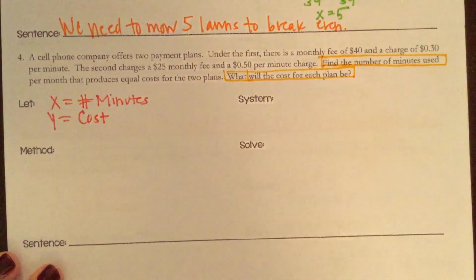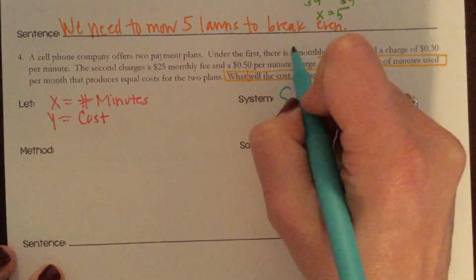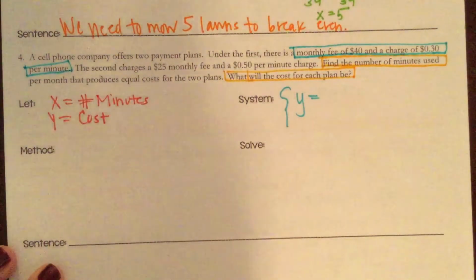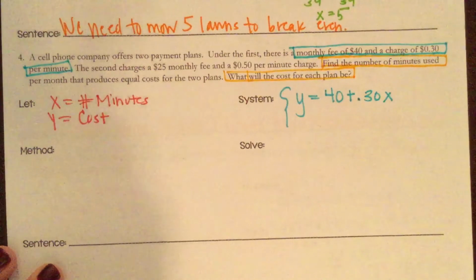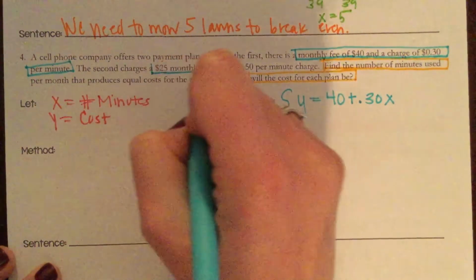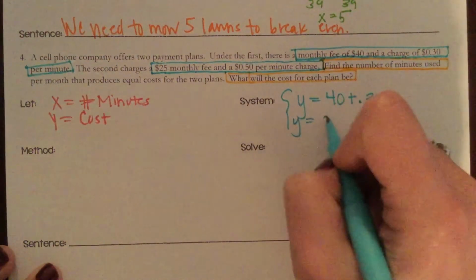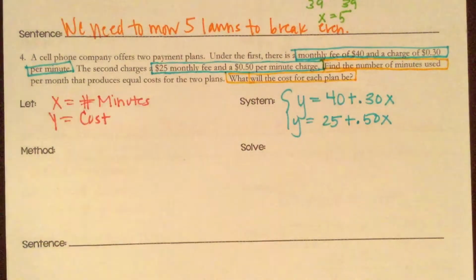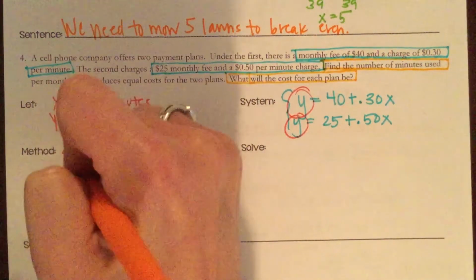All right, for our 2 equations, the first plan, the cost can be found. There is a monthly fee of $40 and a charge of 30 cents per minute. So we have a flat monthly fee of $40 and a charge of 30 cents for each minute that we talk. In the second plan, there is a $25 monthly fee and a 50-cent per minute charge. So our second equation is going to say 25 plus 0.50x. Again, because both of these equations already say y equals, substitution is going to be the easiest method to solve.